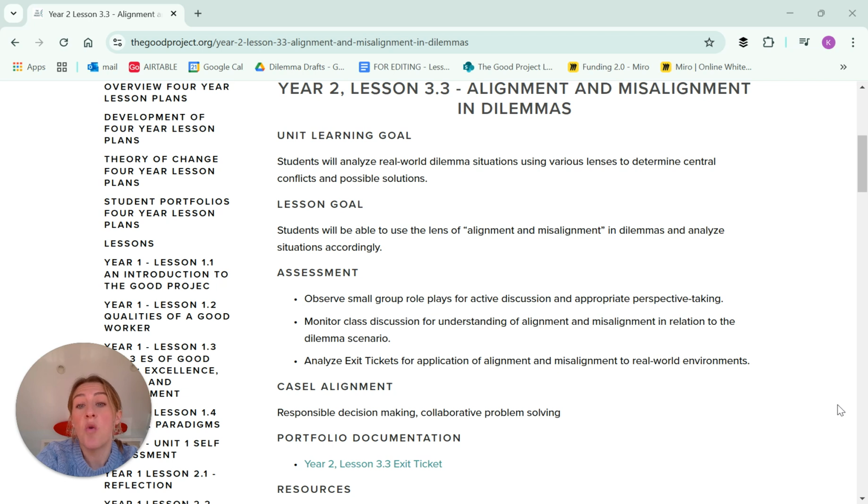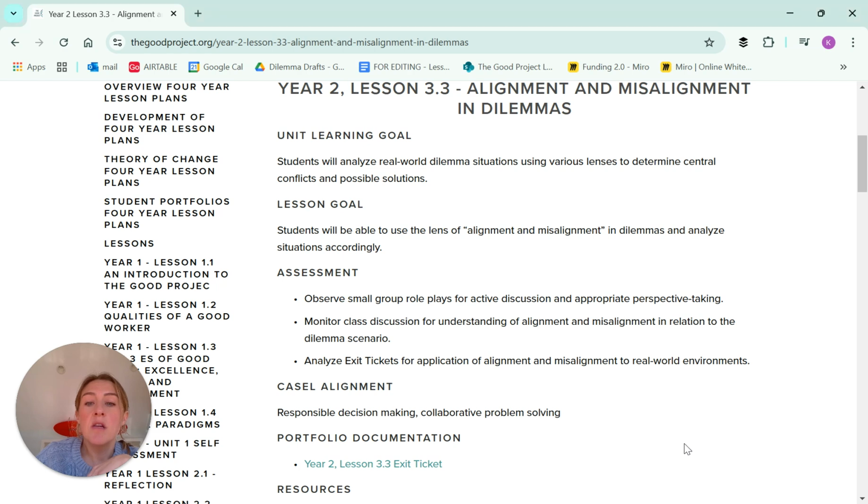they can analyze situations accordingly. As an educator, for your assessment, you can observe the small group role playing for active discussion and appropriate perspective taking. You are also going to be monitoring the larger class discussion to see where their understanding is of both alignment and misalignment in relation to the specific dilemma scenario that they're talking about. And you can also analyze the exit tickets for the application of alignment and misalignment to a real-world environment.